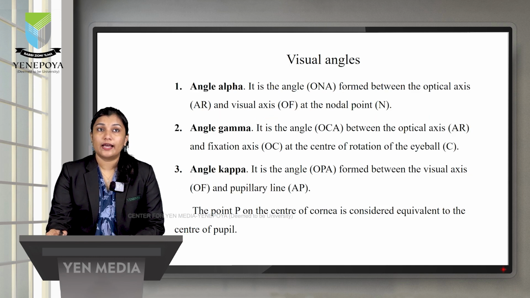Now coming to the visual angles, the different angles formed are angle alpha. It is the angle ONA formed between the optical axis AR and the visual axis OF at the nodal point N. Angle gamma is the angle OCA between the optical axis AR and the fixation axis OC at the center of rotation of the eye, denoted as C. And the angle kappa is the angle OPA formed between the visual axis and pupillary line. The point P on the center of cornea is considered equivalent to the center of pupil.